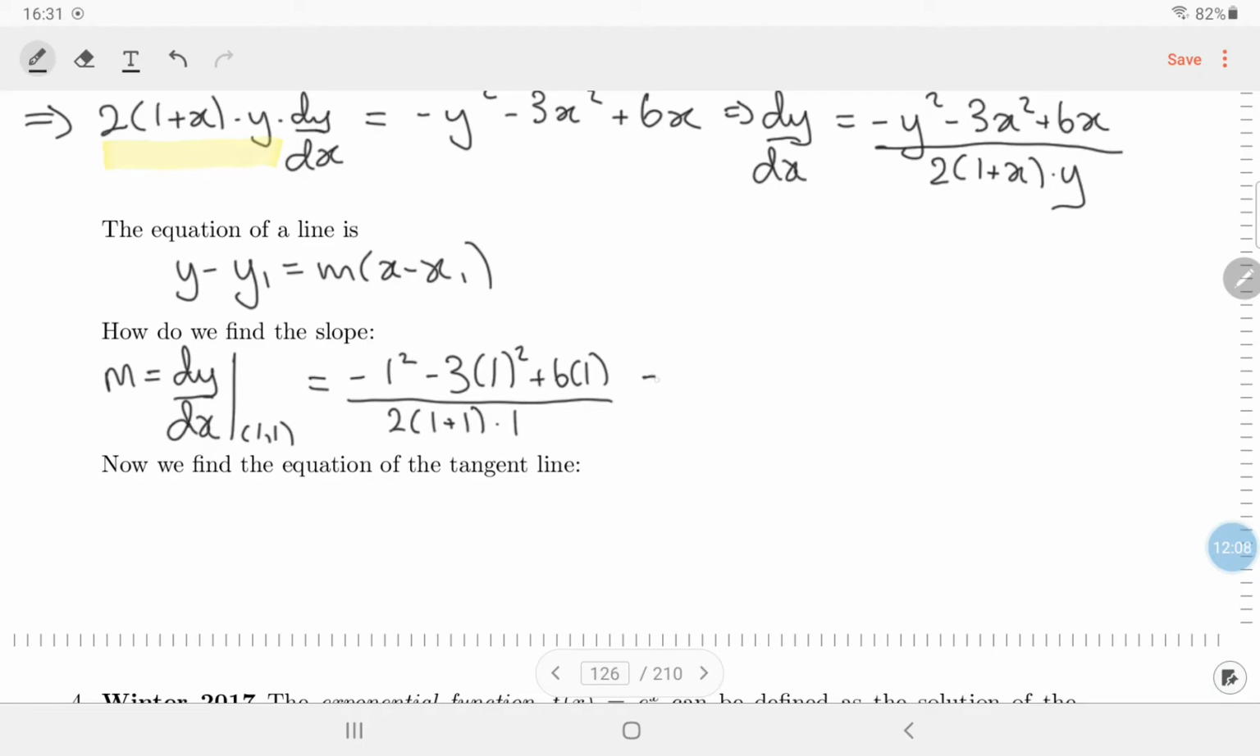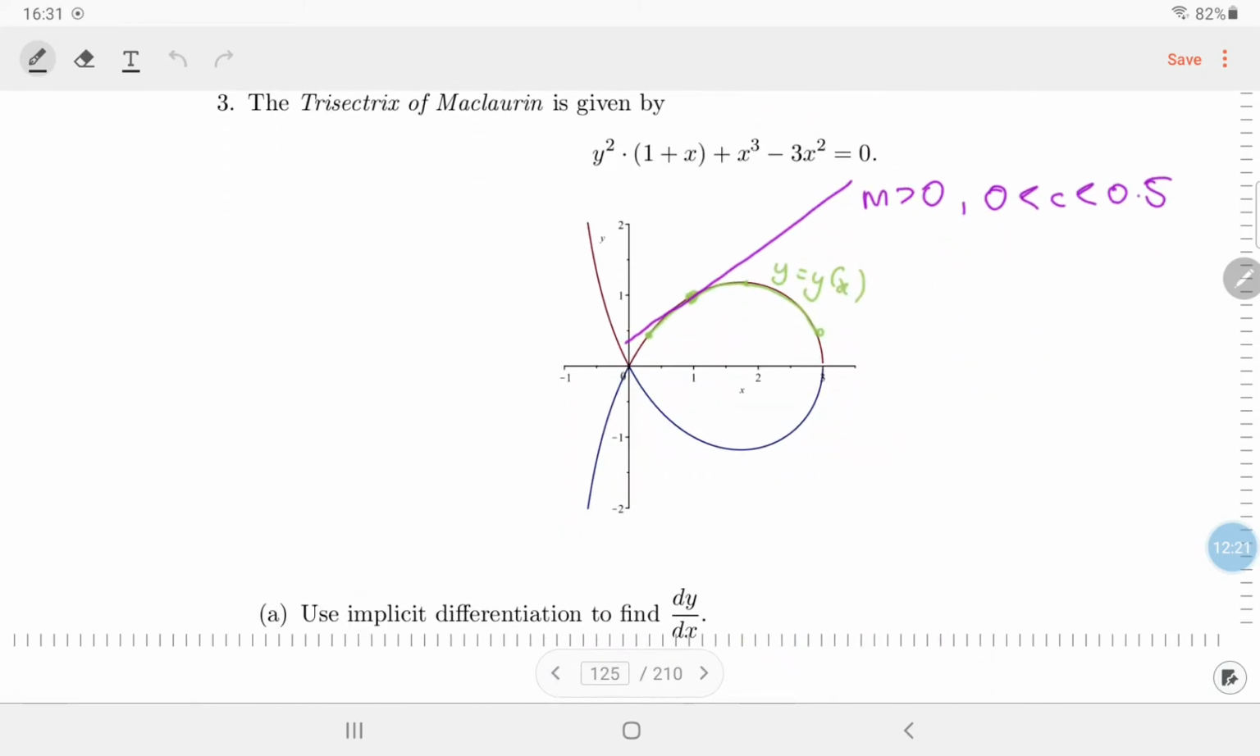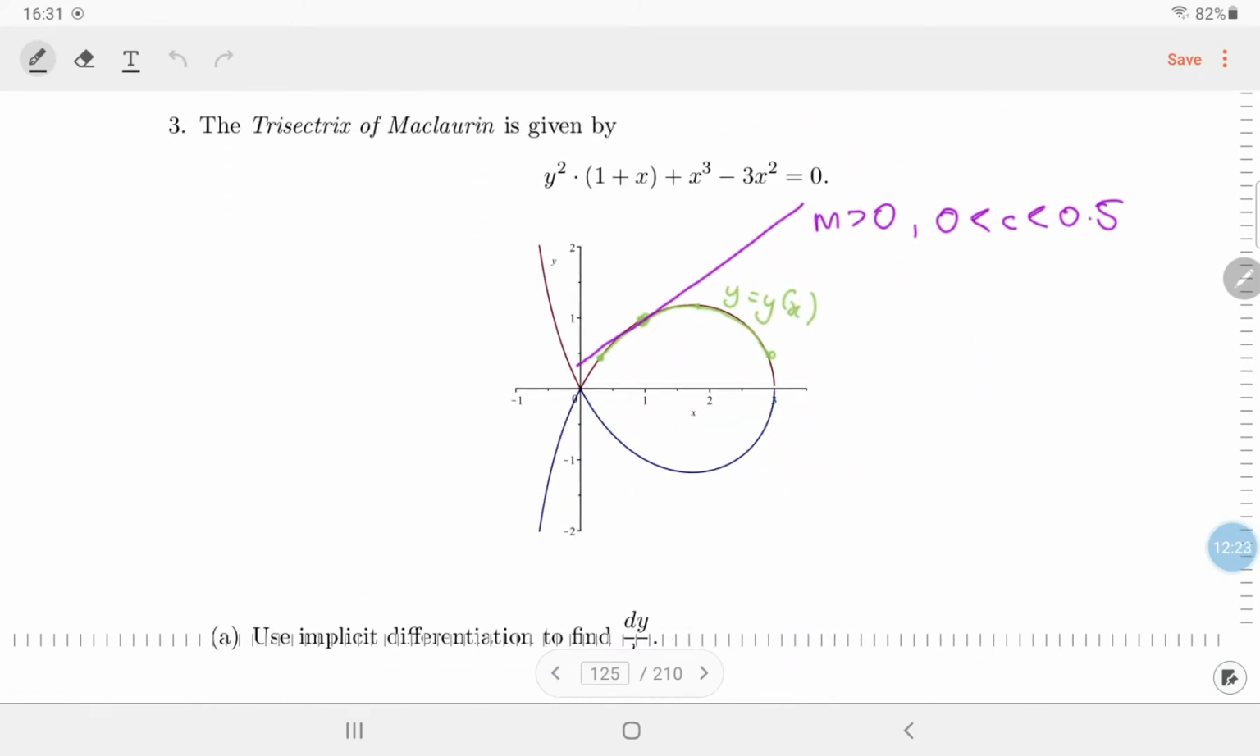So on top I see minus 1 minus 3, that's minus 4, plus 6 is 2, and on the bottom I see 2 by 2, which is 4, so that's a half. So if we look back, it's good that it's positive, and the slope of this is supposed to be a half. And I think we're going to find that the c is actually equal to a half. Again, I can't draw tangents.